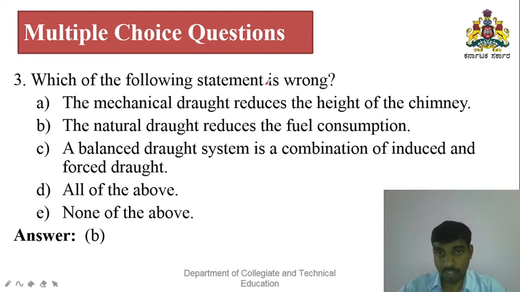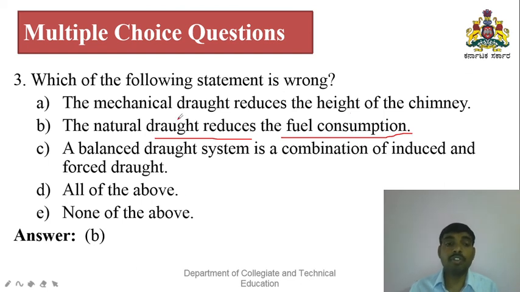And the third question: which of the following statements is wrong? The mechanical draught reduces the height of the chimney. The natural draught reduces the fuel consumption. A balanced draught system is a combination of induced and forced draught. All of the above, none of the above. The answer is that the natural draught reduces the fuel consumption is a wrong statement. It should not affect the fuel consumption. For that purpose, the answer is B.